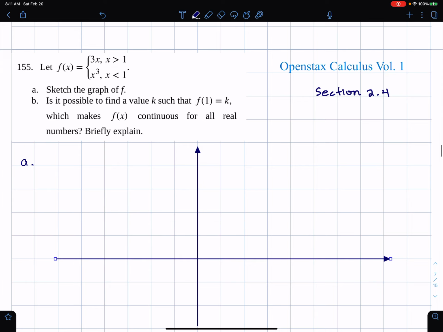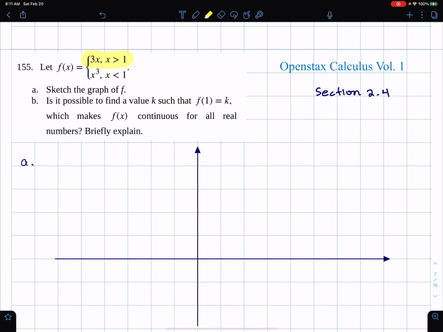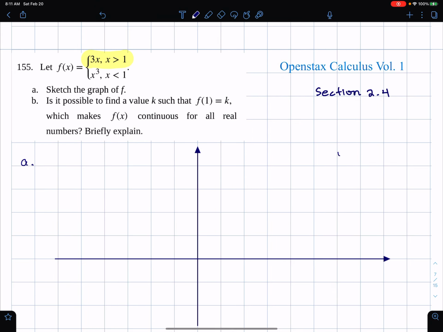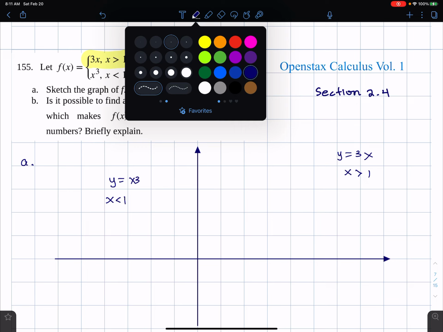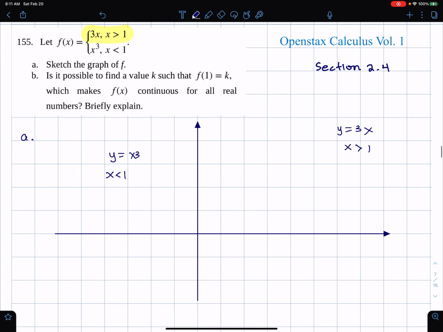Okay, so let me make it clear that this whole function has two different rules. It has y equals 3x when x is greater than 1, and it has y equals x cubed when x is less than 1. And what I'm going to do is put a little dotted line where x equals 1. I guess I better not do that. But let's start off with y equals 3x.